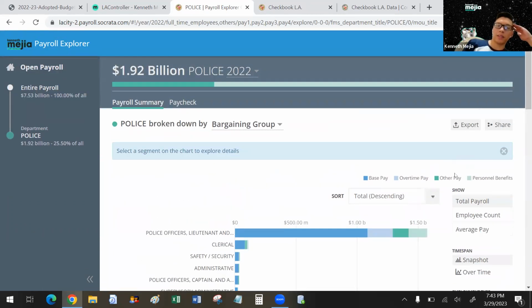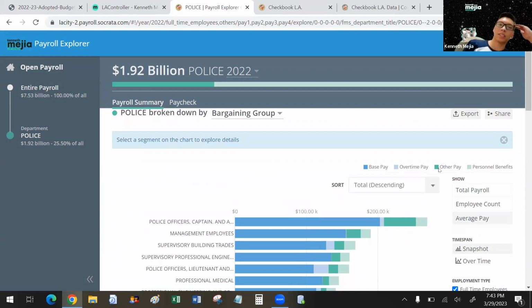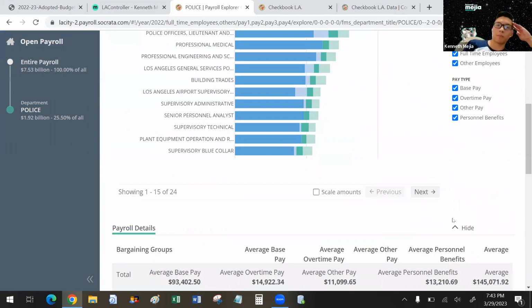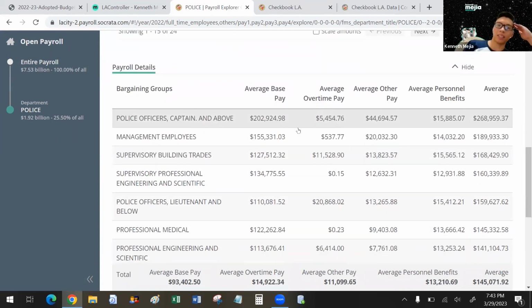So I'd say the most interesting thing here though is this average pay. If you ever want to know, how much on average does it pay to be a city employee? Well, you can do average pay. You can see how much you can make as a city employee for any department. So we use the police as an example.